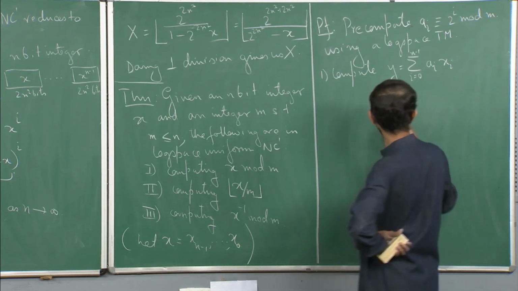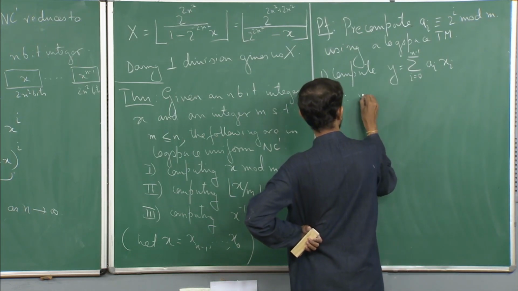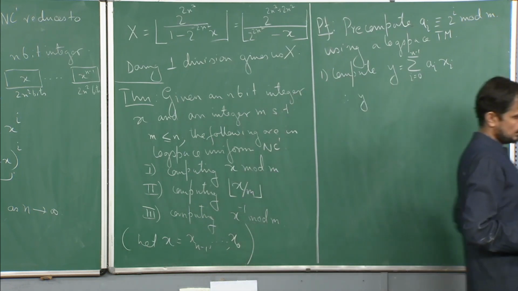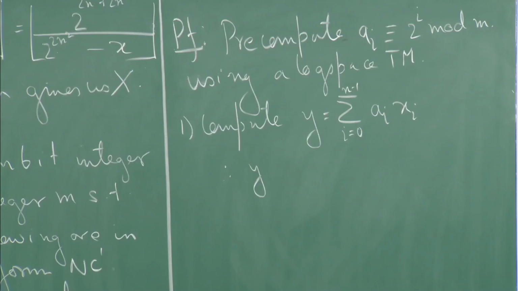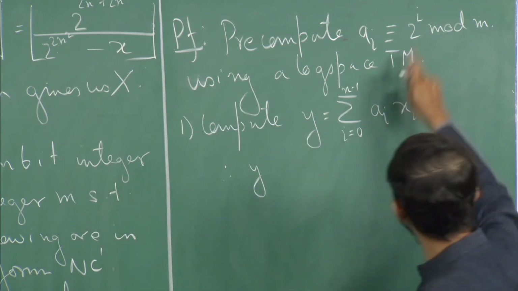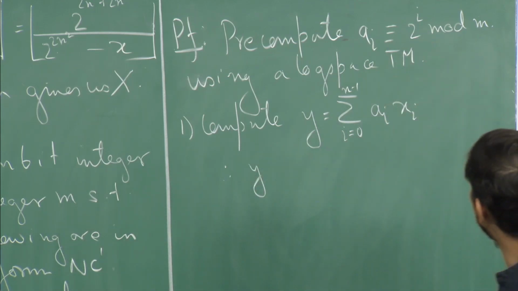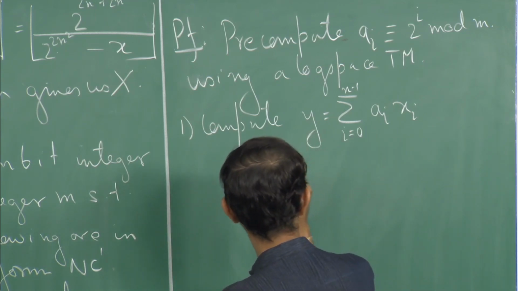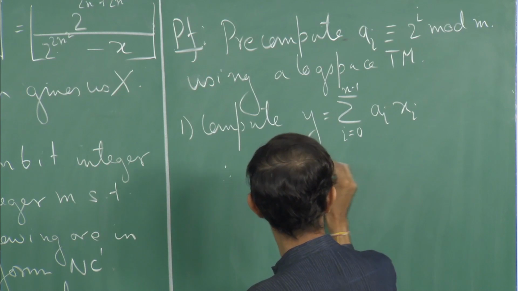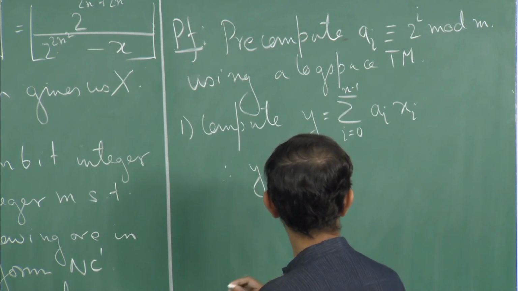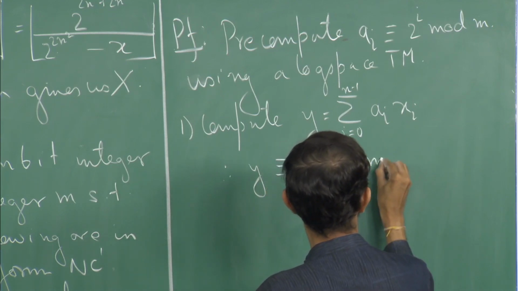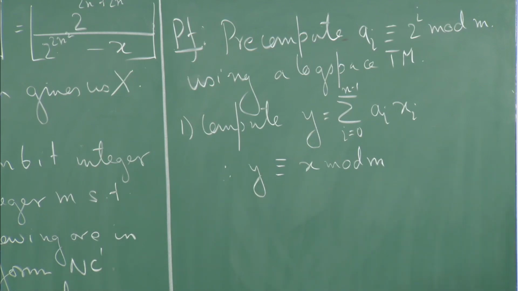What does it mean? It means that these a_i are congruent to 2 to the power i mod m, which means that y is also congruent to x mod m. So why is this? Why is y congruent to x mod m?